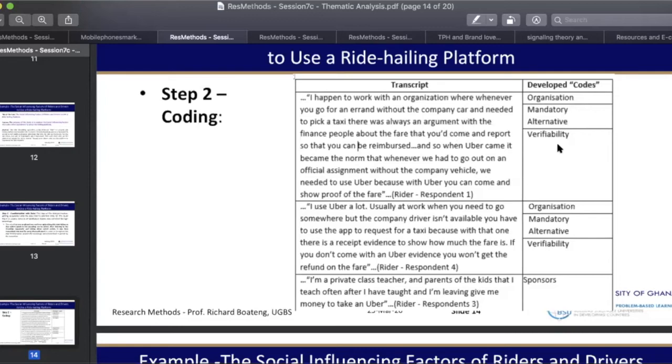I use Uber a lot, usually at work. When you need to go somewhere but the company driver is not available, you have to use Uber to request a taxi, because with that one there is receipt evidence to show how much the fare is. If you do not come with Uber evidence, you will not get a refund on the fare. What are you seeing? Organization again, mandatory alternative, verifiability.